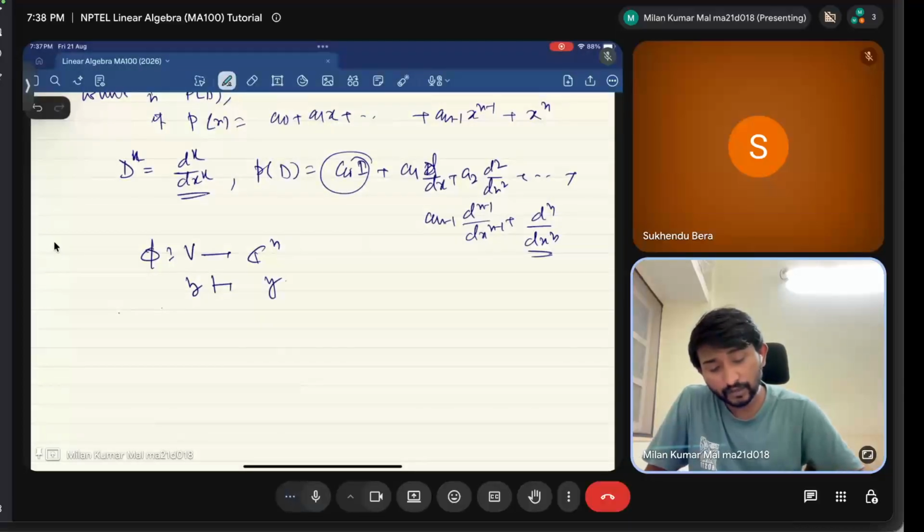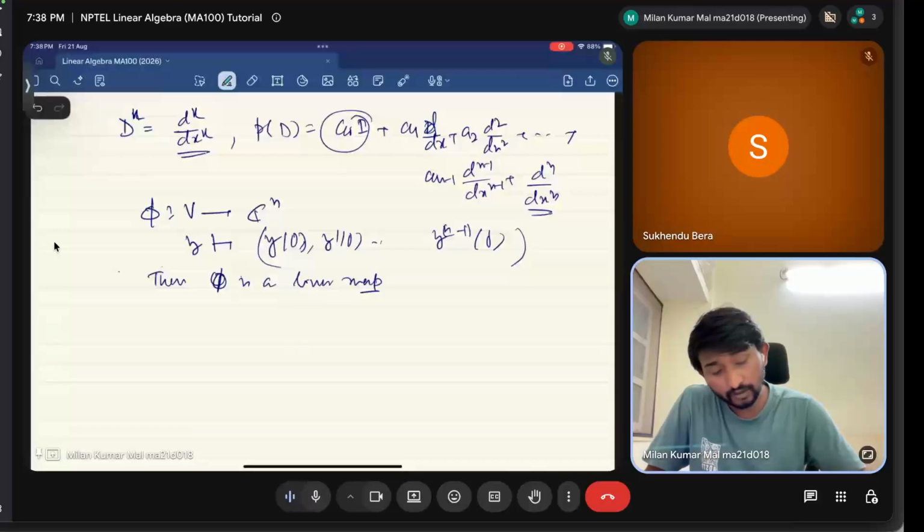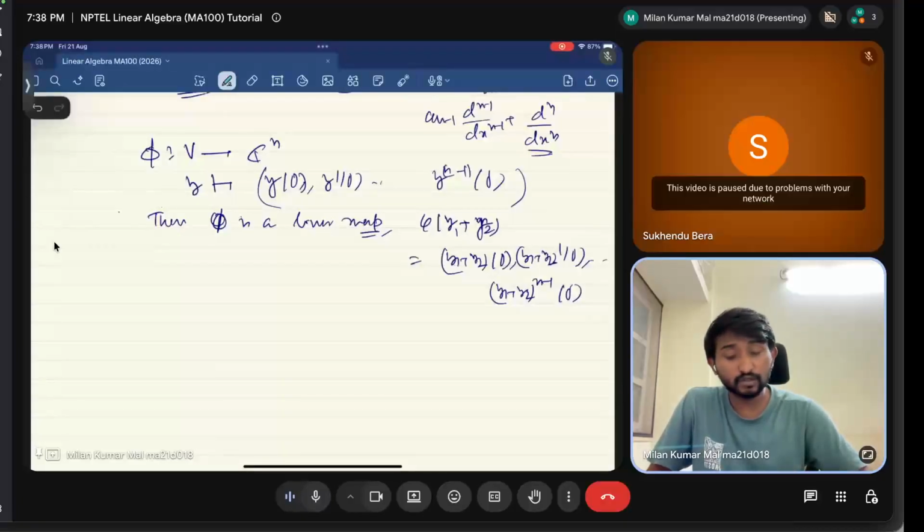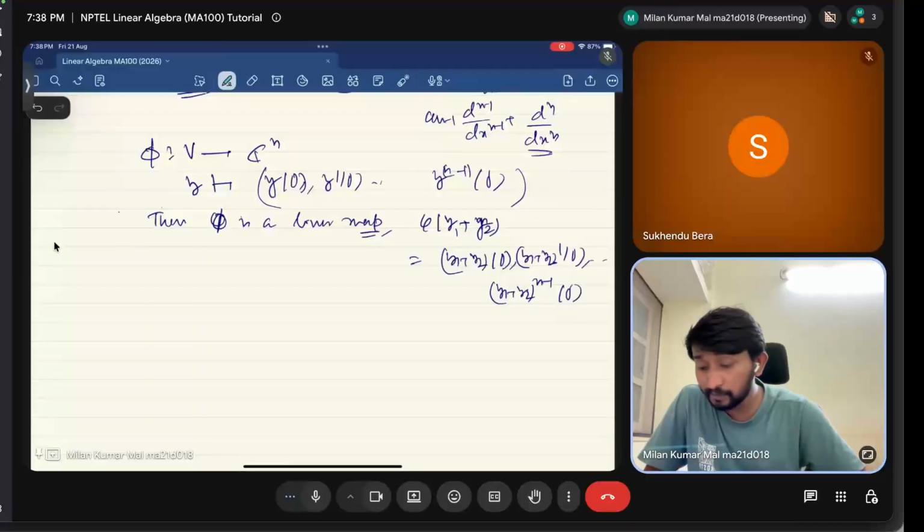Because if you take phi of y1 plus a scalar times y2, you automatically get (y1 + y2)(0), (y1 + y2)'(0), all the way to the (n-1)th derivative of y1 + y2 at 0, which you can separate into (y1(0), y1'(0), ..., y1^{(n-1)}(0)) plus (y2(0), y2'(0), ..., y2^{(n-1)}(0)). So that's why phi is a linear map.